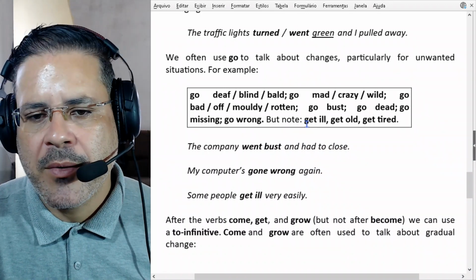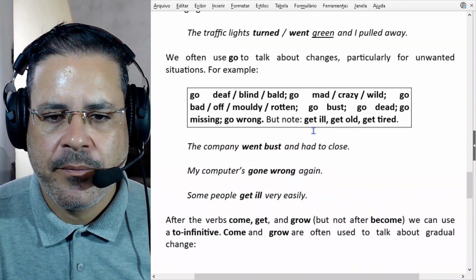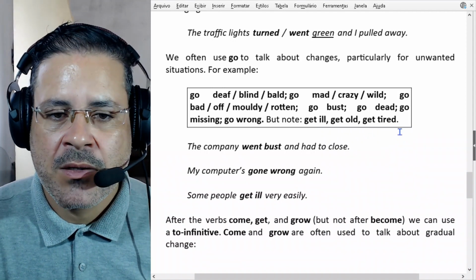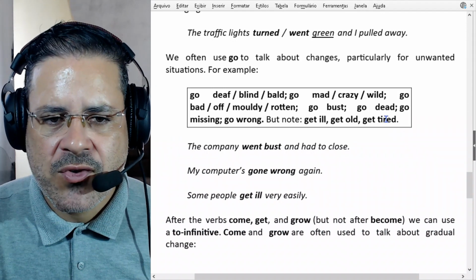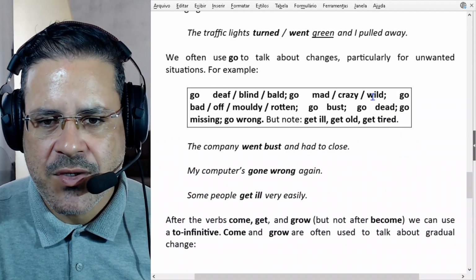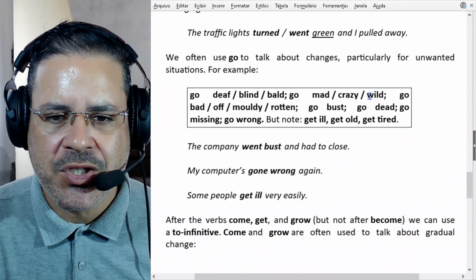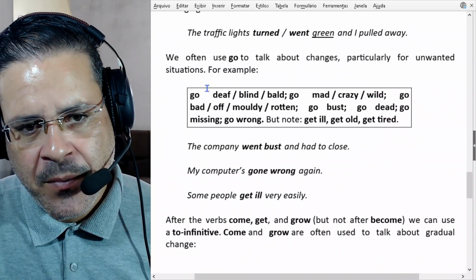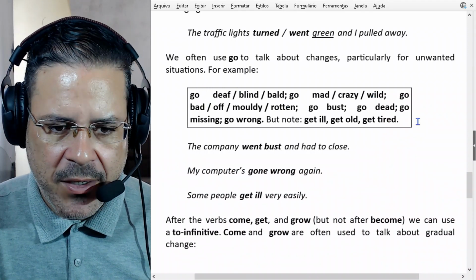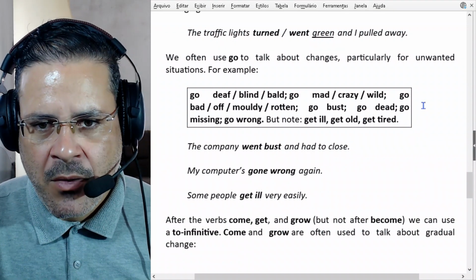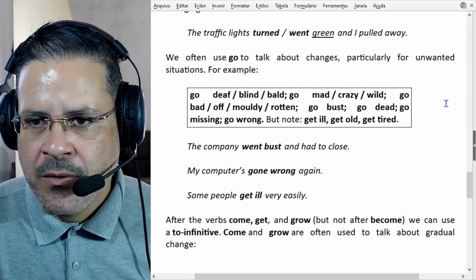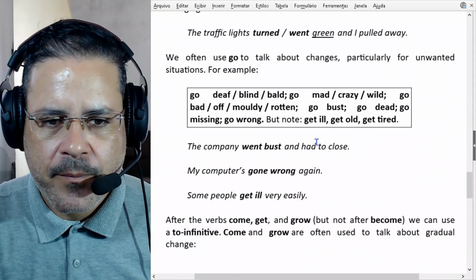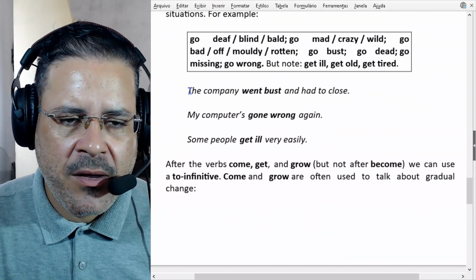But note, you might say get old, or get tired. So pay attention, check those phrasal verbs when you have some time. They're really, really important and they're used all the time. It's crucial to know those phrasal verbs in particular. Please pay double attention to those collocations, so you can bring your English to the advanced level or even higher.